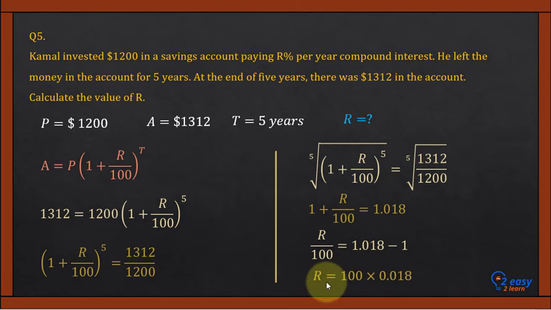So we will multiply by 100 to the right hand side. So 100 times 0.018, and the final answer is 1.8%.